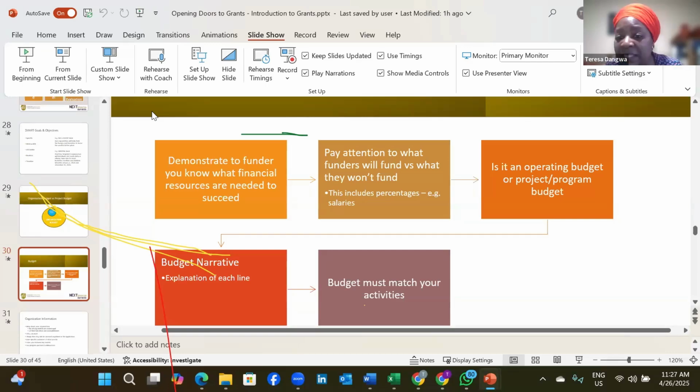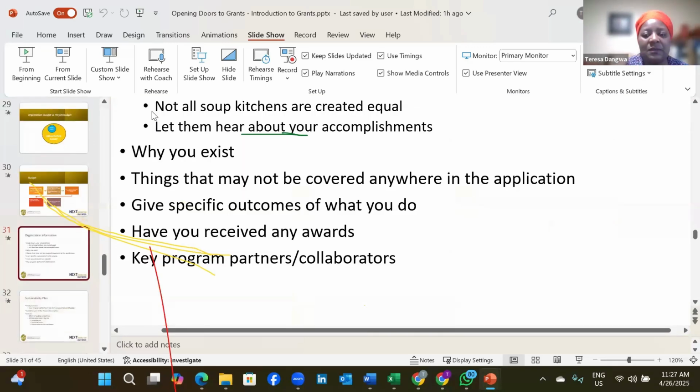Is it an operating budget or is it a project or program budget? Your budget narrative, make sure that you explain every line. Non-profits are different from the corporate world. Non-profits want a narrative, line by line in your budget. Your budget must match your activities.